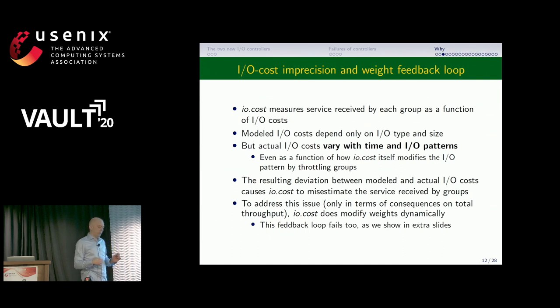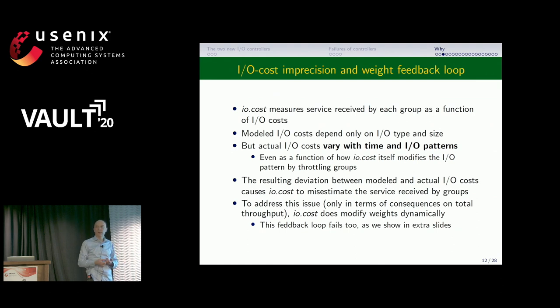This cost is estimated through a model, a linear model, so every IO has a base cost and a cost coefficient. The base cost tells you how long it will take at least, then there is a coefficient that tells you the slope with which the time grows with the size of the IO. So this is the model. And these base cost and coefficient depend only on the type of the IO. The problem is that this is not true, because actual IO costs vary with time and IO patterns. They are not only a function of the type of that single IO in isolation.